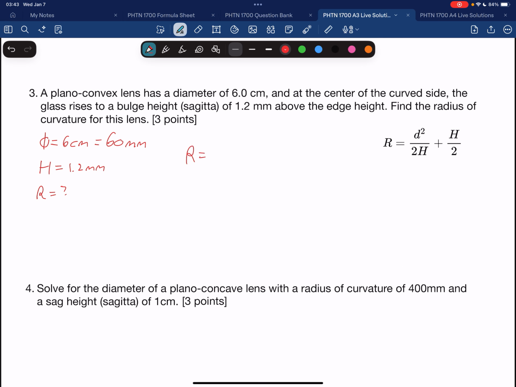And again, we are going to have to find our half diameter D. That is going to be 60 divided by 2, or 30 millimeters. So I get 30 squared over 2 times 1.2 plus 1.2 over 2. And this gives me a radius of curvature of something that I have to plug into my calculator.